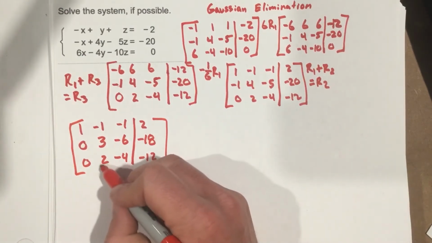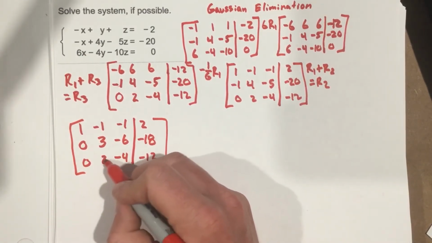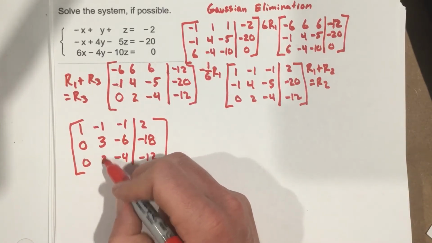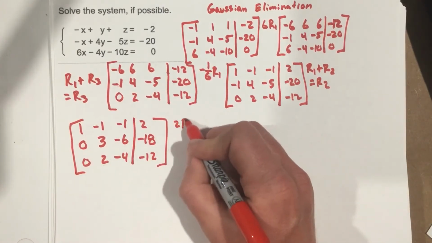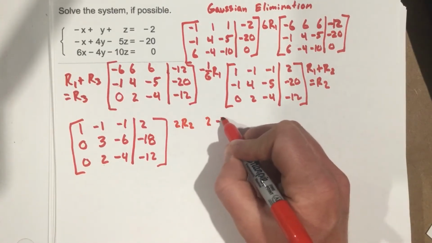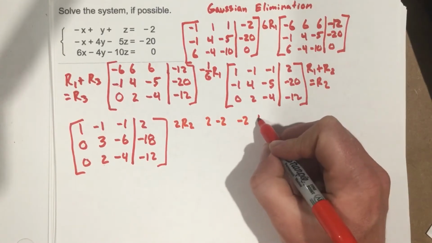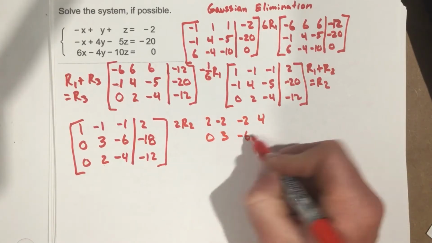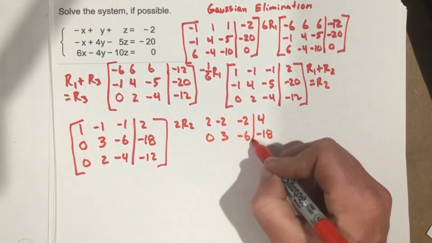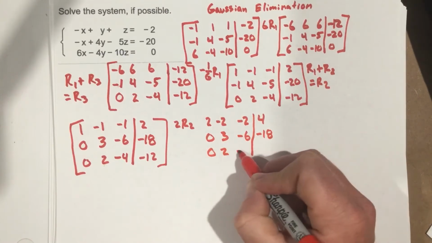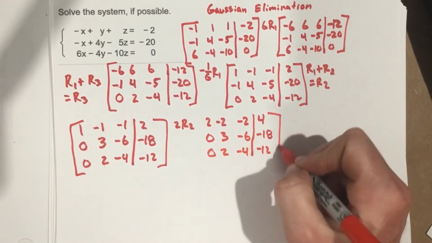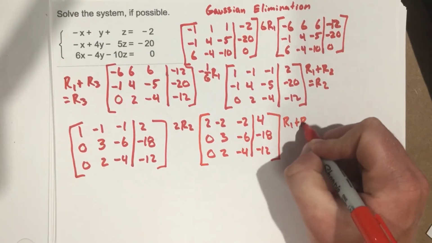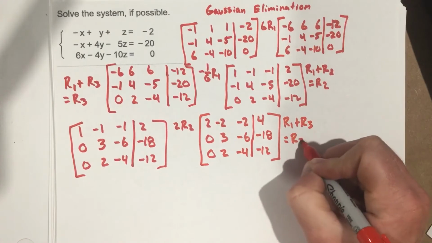We need to cancel the bottom middle 2 to be 0. So we're going to multiply the top by 2. So 2R2. It's going to give you 2, -2, -2, 4. And then we're going to get 0, 3, -6, -18 still in the middle. Bottom is still 0, 2, -4, -12. Now we're going to take R1 plus R3. That's going to equal R3.